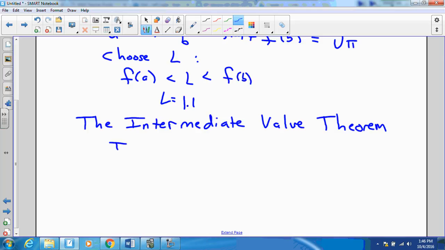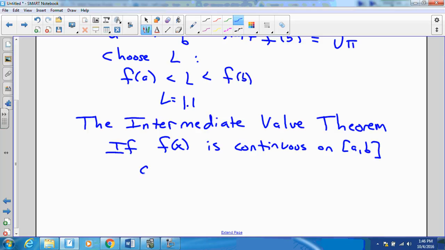The intermediate value theorem says this. If, and that word if is the signal that our condition is about to start, if f of x is continuous on the closed interval a to b, and L is between f of a and f of b, the reason I had you make f of a and f of b be different numbers was so that we could pick something between them.